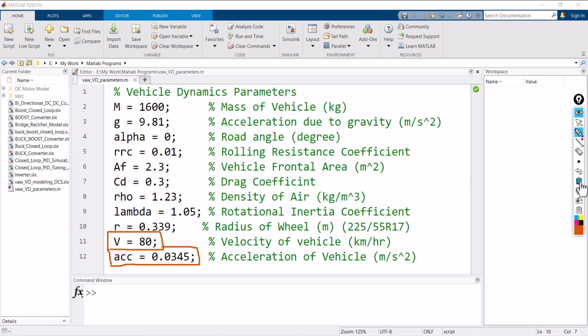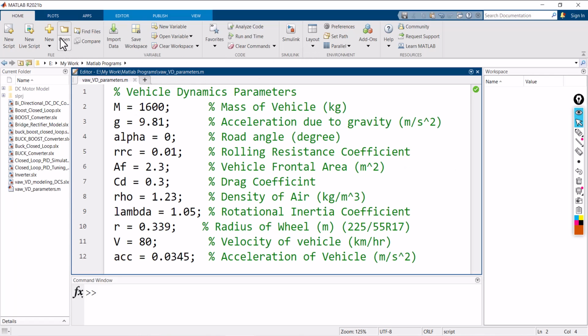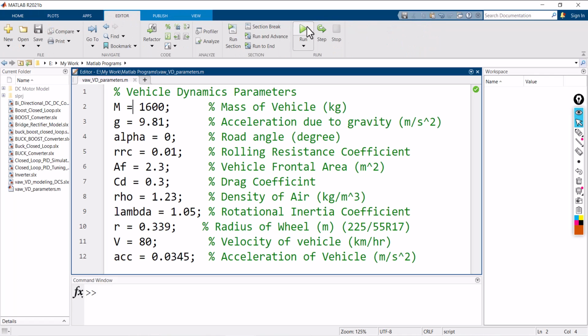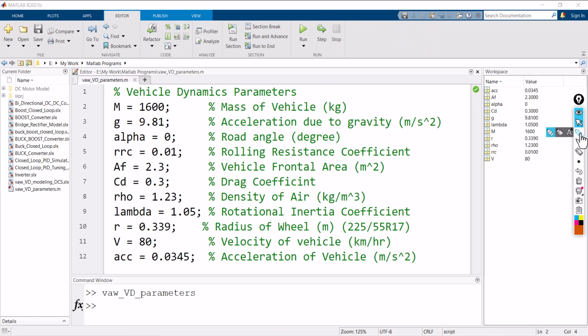Clear? Whatever you type after the percentage symbol will be treated as a comment. It will not be considered a part of the program. So make sure that in step 1, you create an M file which clearly declares all your vehicle parameters, and run the file. Make sure that all the parameters are available in the workspace.